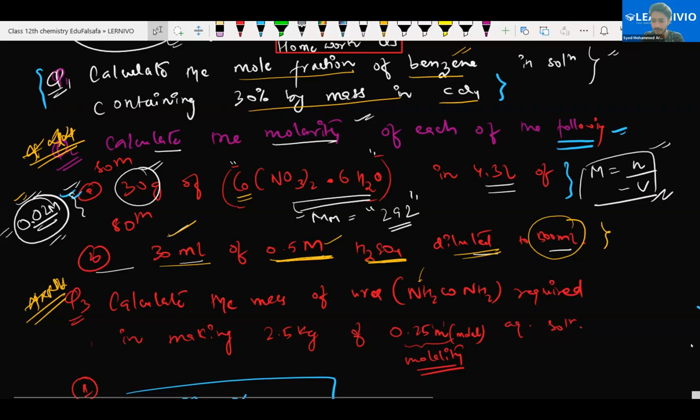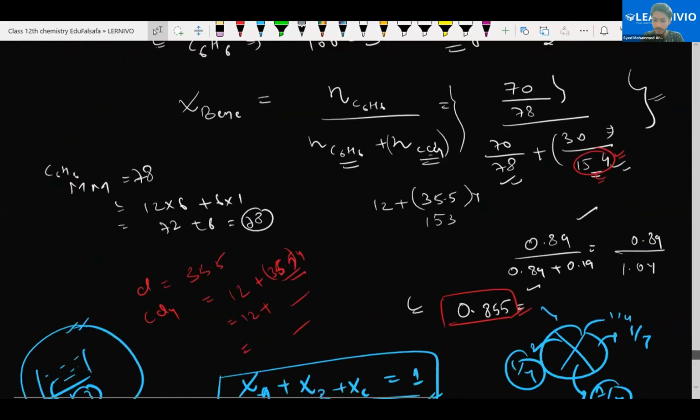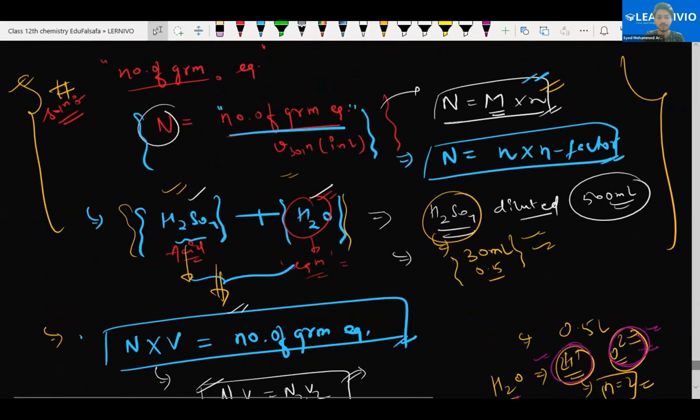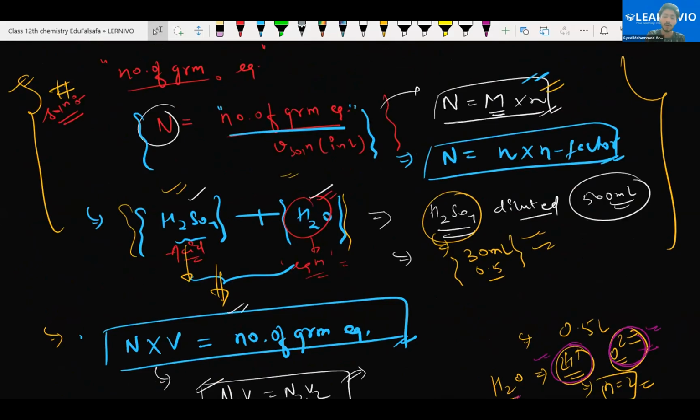For building this relation here, I again explained to you the concept of normality. What is normality? Normality is the number of gram equivalent divided by the volume of solution. So I got this relation of N1 V1 equals N2 V2 by sending the volume, which is present in the denominator, to the LHS by multiplying it with the normality. If I multiply the normality with the volume of the solution, I end up with the number of gram equivalent. Got it?